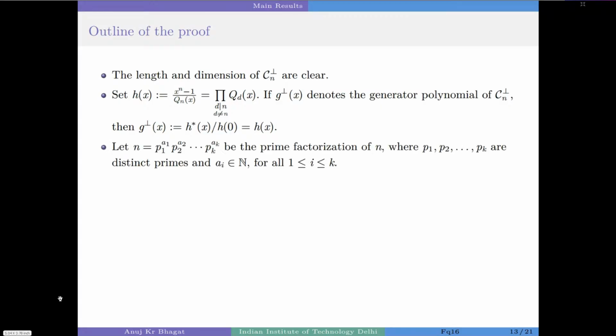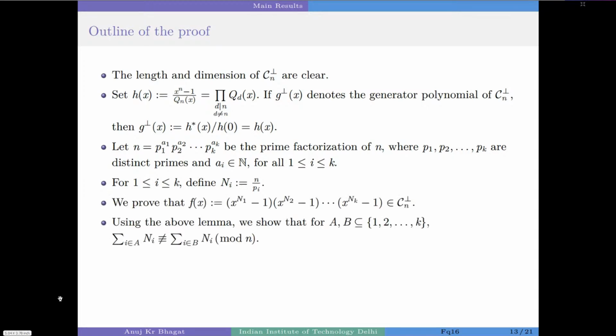And if we assume that this is the prime factorization of n, where p1, p2, up to pk are distinct primes, and for every i, I denote ni to be n divided by pi, then we have shown that the polynomial (x to the power n1 minus 1) up to (x to the power nk minus 1) is actually in Cn perp. With some arguments, we have actually proved that this is in Cn perp.